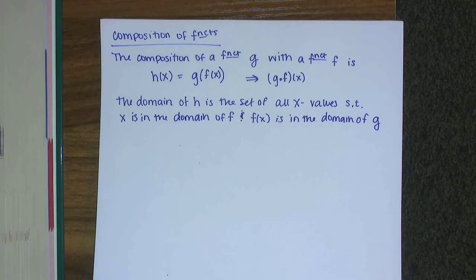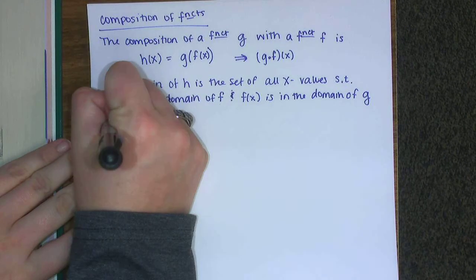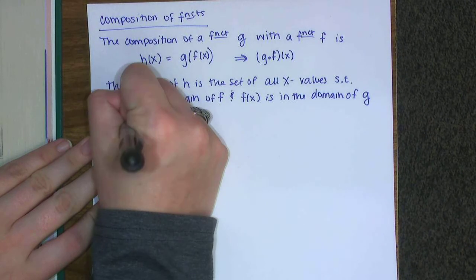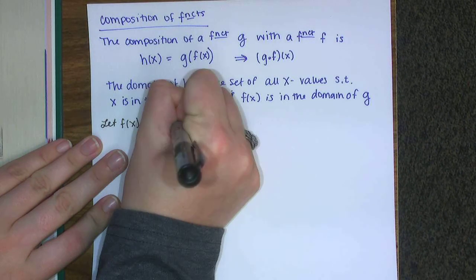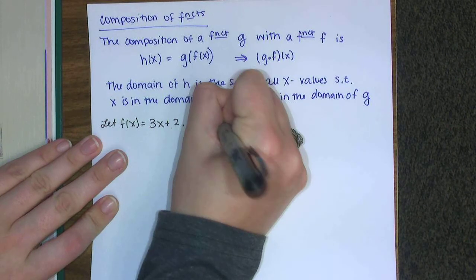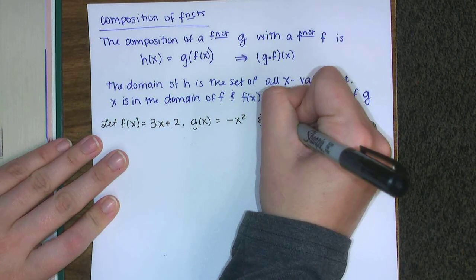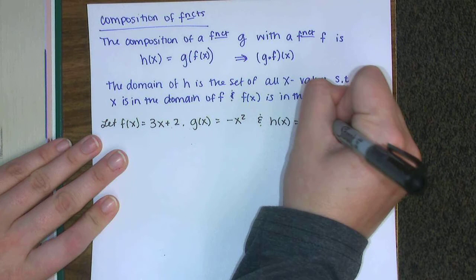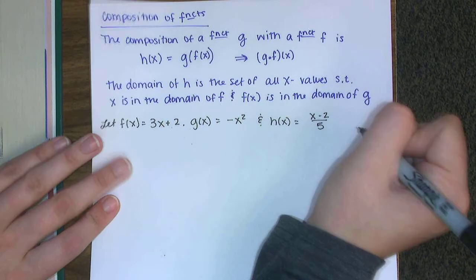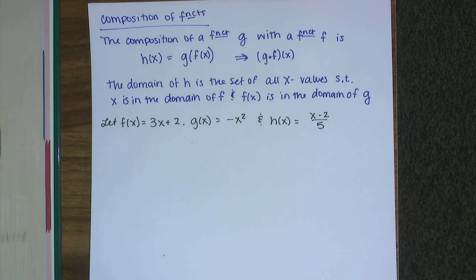So, for 20 through 27, okay, we're told to let f of x equal 3x plus 2, g of x equal negative x squared, and h of x equal to x minus 2 over 5. And then it says to find the indicated value. With these ones it's a little different because they're giving you an x value. So let's step back just for a second and look at what's actually going on here.